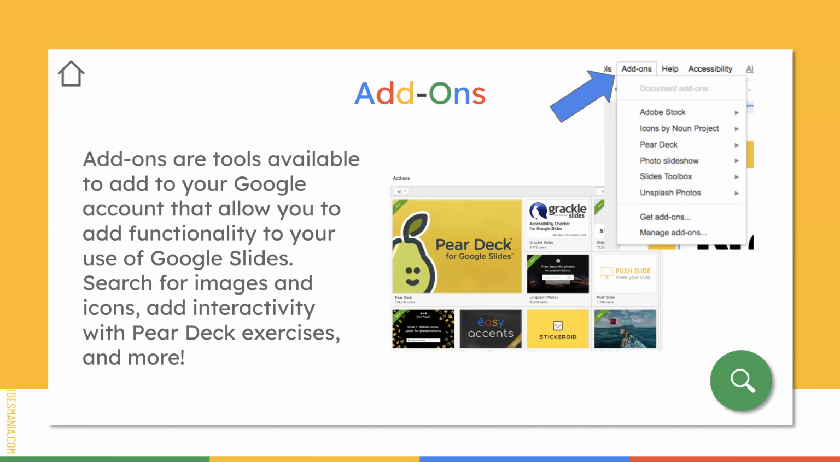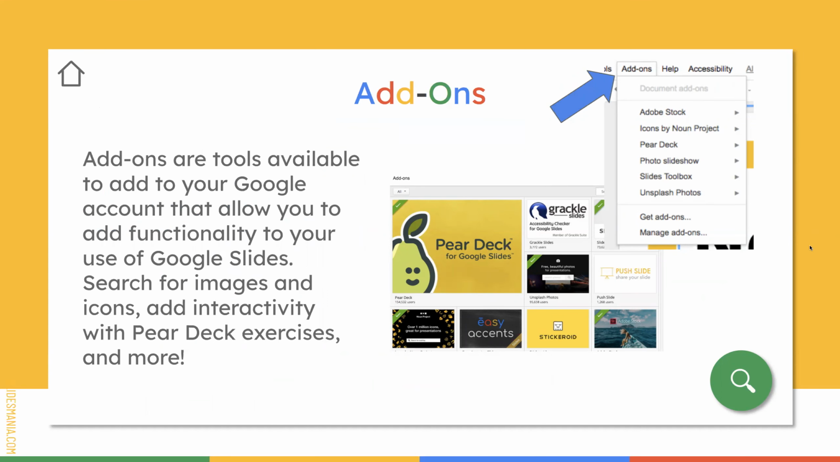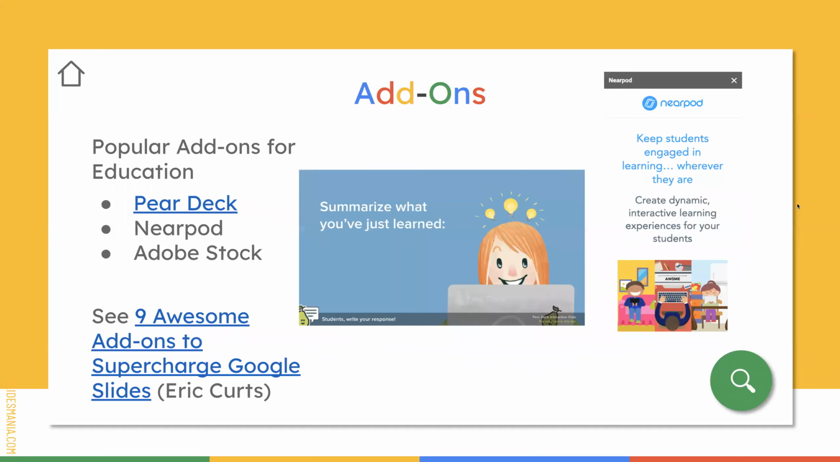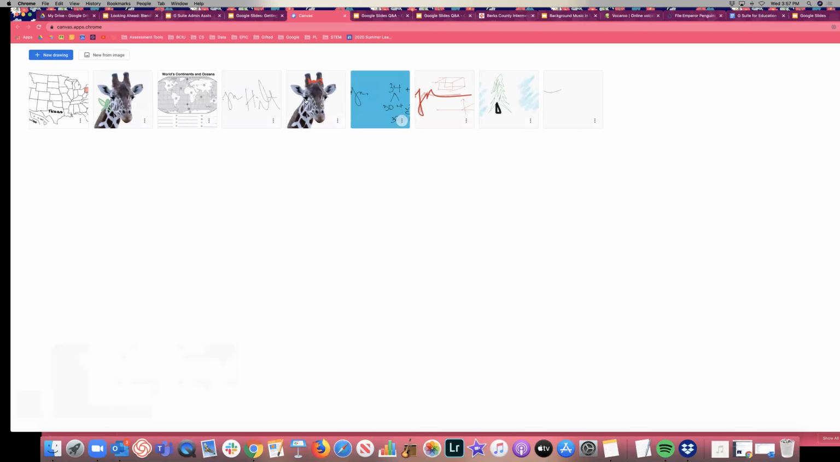There are some add-ons available for Google Slides. Most of them involve bringing content in from other spaces, like the Unsplash collection of photos or Noun Project icons. Pear Deck is an instructional add-on that's really cool for getting engagement, and Nearpod as well. So if you're interested in seeing more creative add-on tools, you could check out the list there or view what they have in the marketplace. And if you need at any time a more creative space for drawing, because if the scribble tool didn't really do it for you, Chrome Canvas is a web-based app with just some simple drawing tools. You can see I've been very busy here with these giraffes, but you can create new from an image.